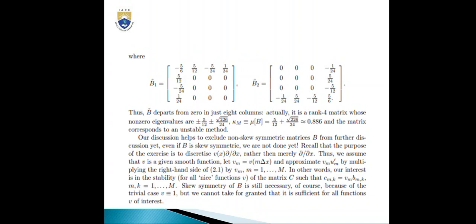Let μ_m = μ(mΔx) and approximate μ'_m by multiplying the right-hand side of 2.1 by μ_m, m = 1 and so on up to capital M. In other words, our interest is in stability of the matrix C such that C_{m,k} = μ_m B_{m,k}, m, k = 1 up to capital M. Skew symmetry of B is still necessary, of course, because of the trivial case μ = 1, but we cannot take for granted that it is sufficient for all functions μ of interest.